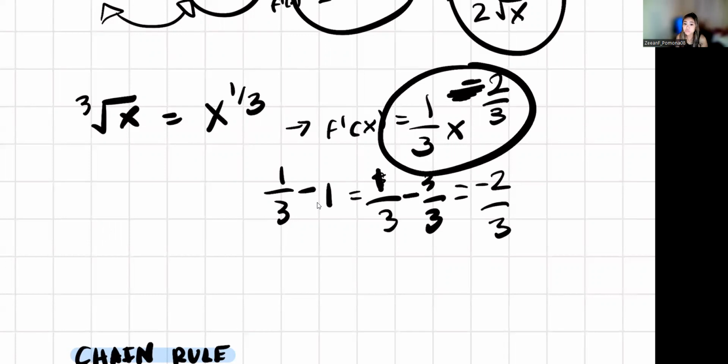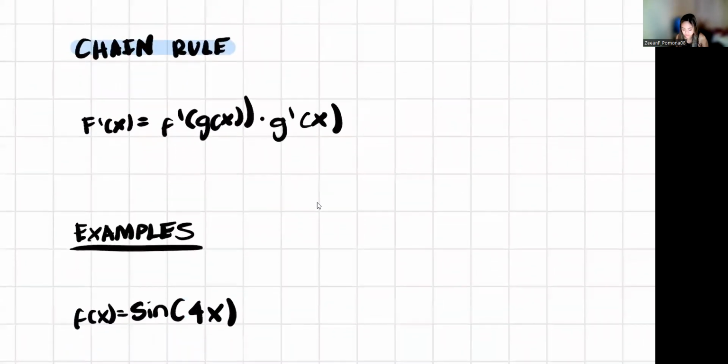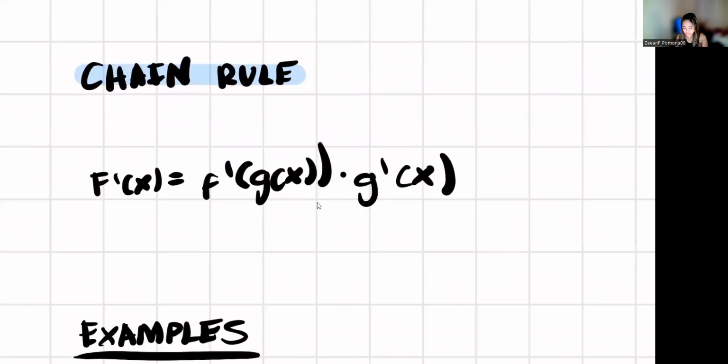Okay, the famous chain rule that I have been talking about simultaneously. So this is chain rule's formula. We have f prime of x equals f prime of g of x times g prime of x. So you find the derivative of f of x, and then you keep g of x the same, and then you multiply it by its derivative. Okay, it makes sense once you see it in action.